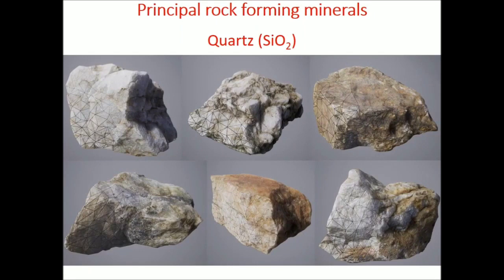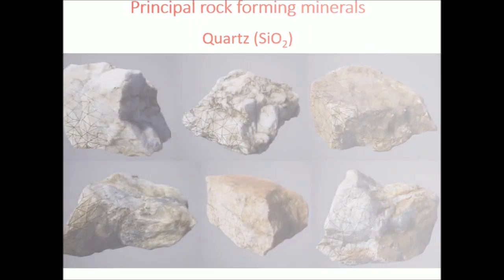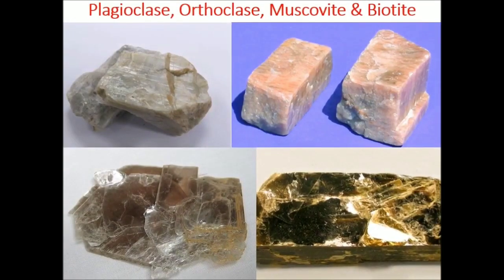Now the principal rock forming minerals, quartz. These are the varieties of quartz, rock quartz. And then plagioclase on the top left, orthoclase, the brownish color, on the top right. Muscovite, shining, colorless, flaky nature. And biotite, which is a mafic mineral but a major constituent mineral, at the bottom right.